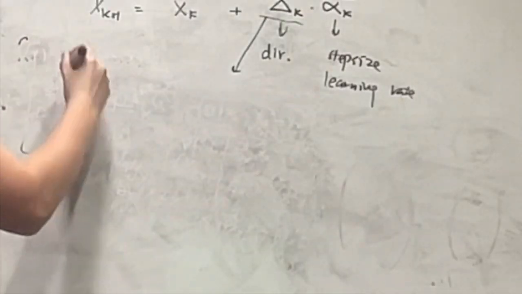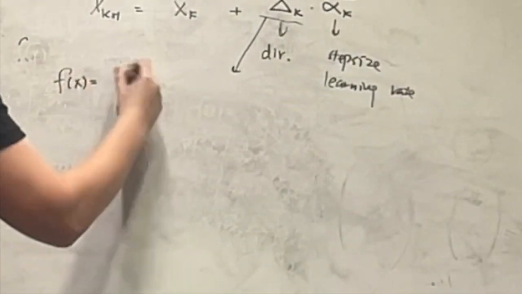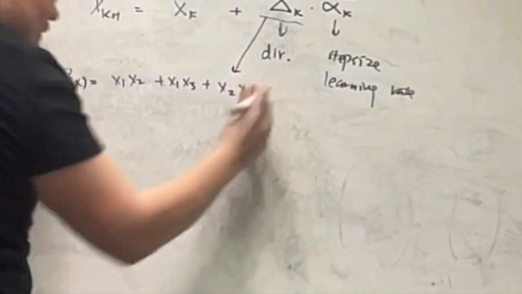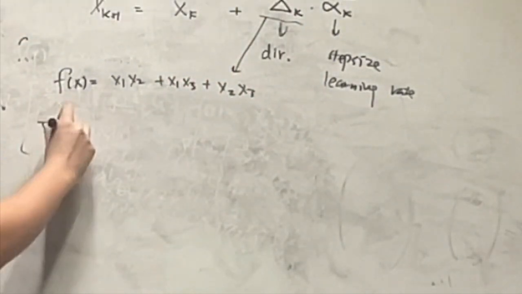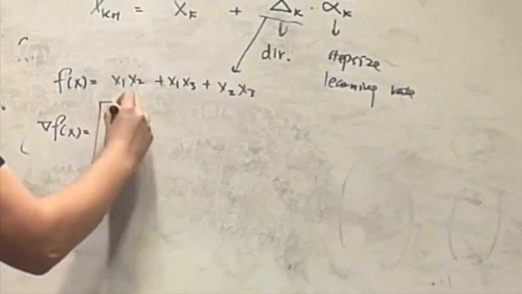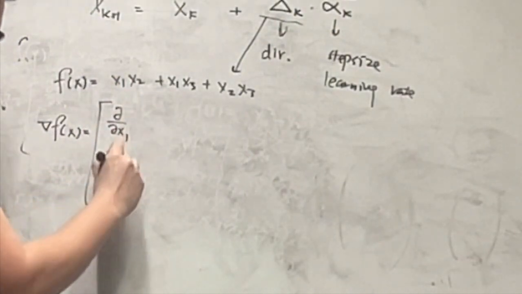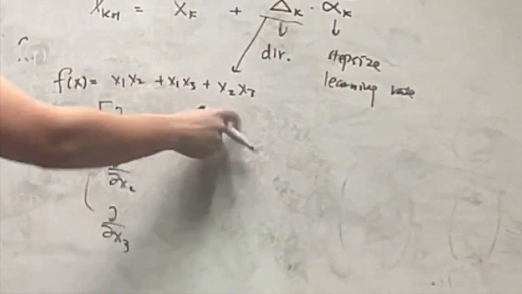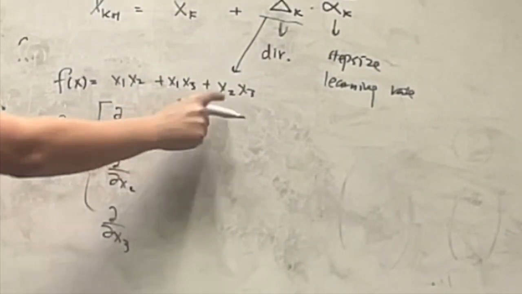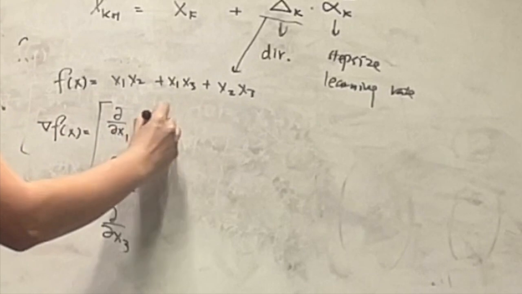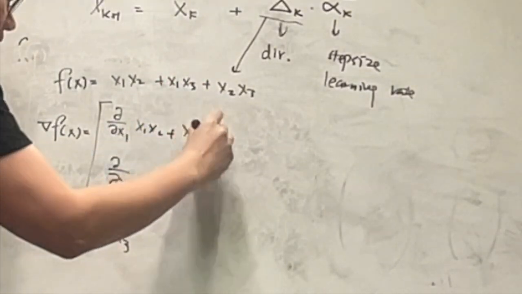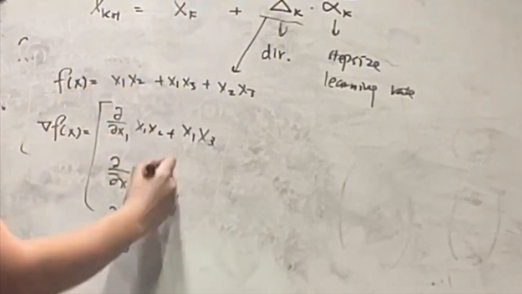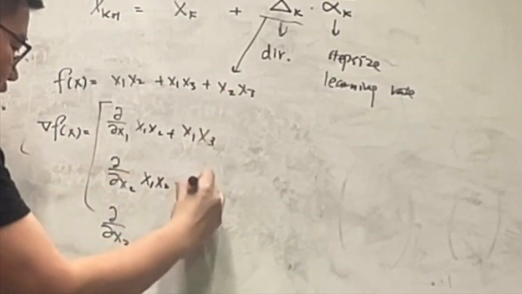So let's say I have f(x) equal to x1x2 plus x1x3 plus x2x3, something like this. Then what will this be? It will be partial f partial x1, partial f partial x2, partial f partial x3. So I copy everything here. I only care about x1, so this one has no x1, I don't care, so it will be x2 plus x3. This one is on x2 only. This has x2, this has x2, and this has no x2, I don't care, so it will be x1 plus x3.